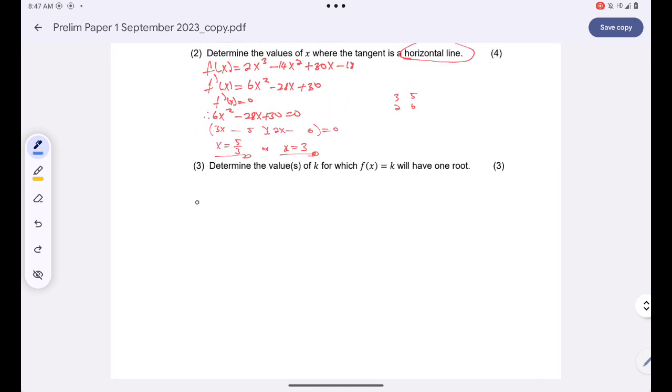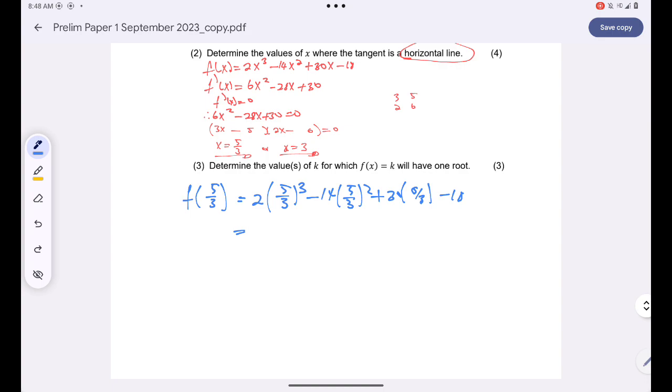For the maximum, I'll simply substitute 5 over 3 on the original graph of f of x for me to find the maximum value, plus 30 times 5 over 3 minus 18.